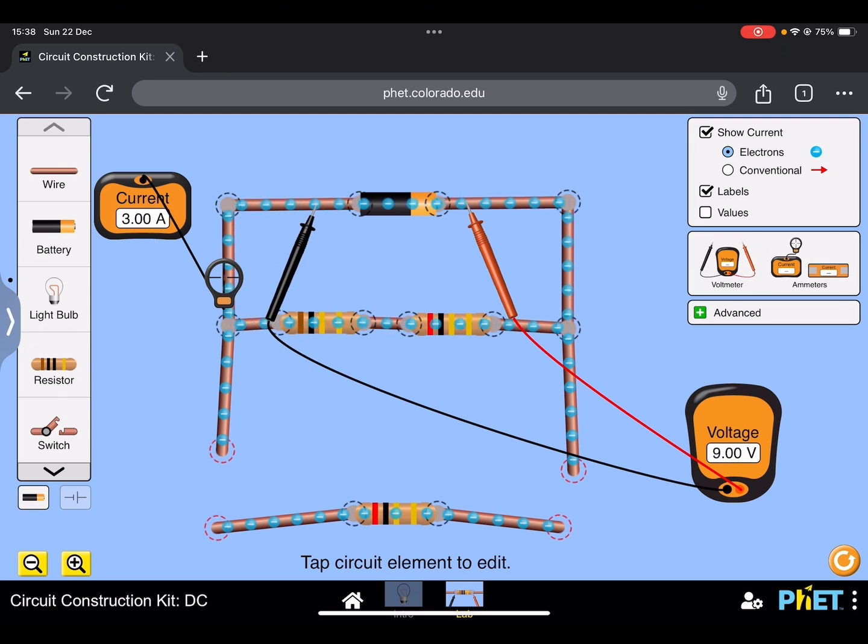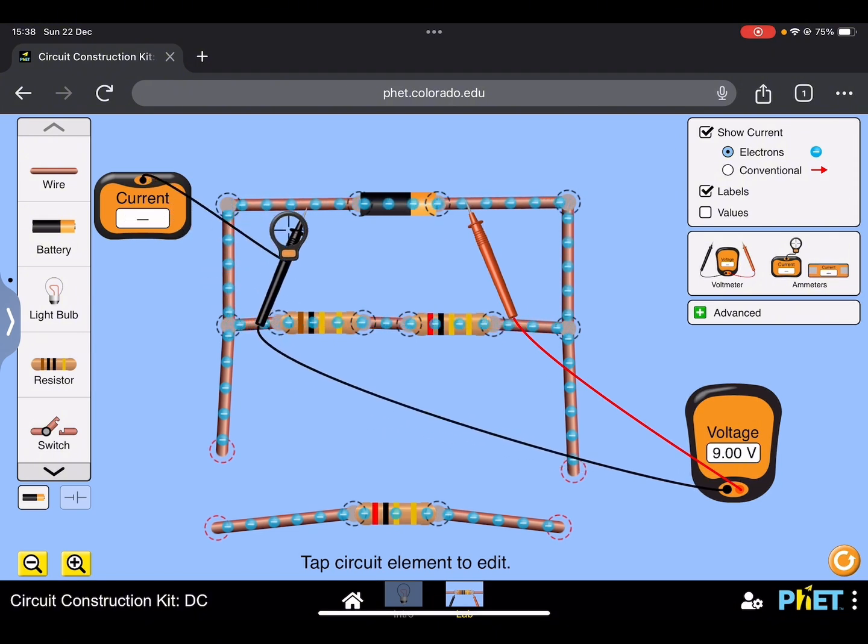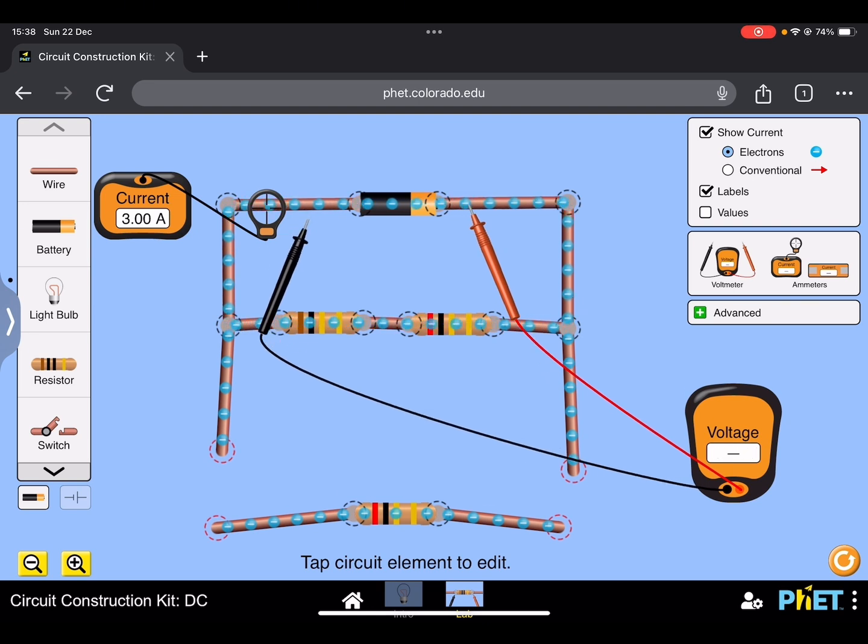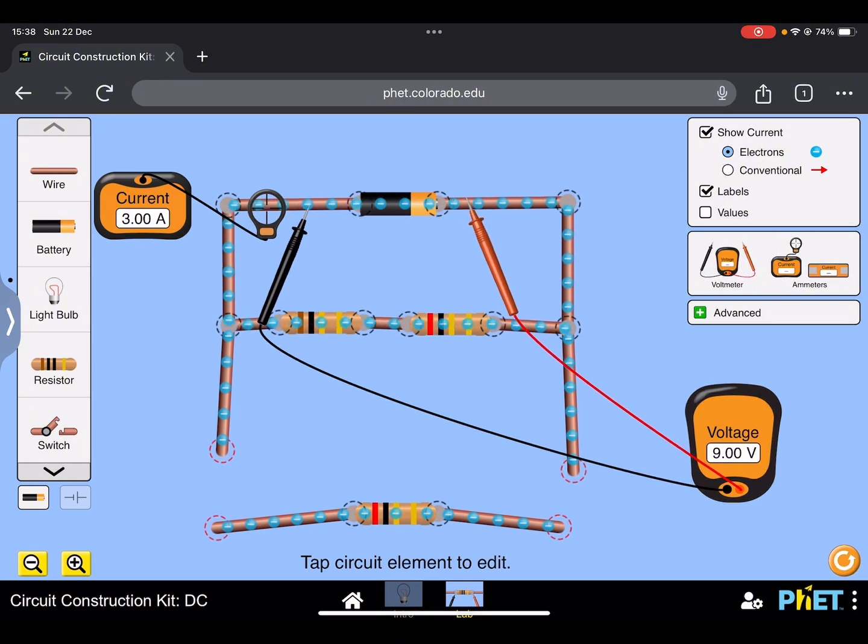Next up is the properties of series and parallel circuits. So in a series circuit, the current always remains the same. It's always 3 amps, no matter where it is in the circuit. However, in a series circuit, the voltage will be divided between resistors. So the total voltage is 9.